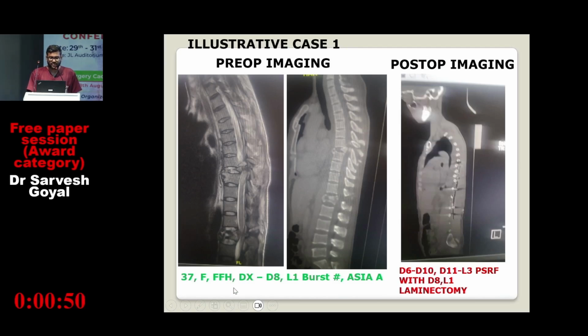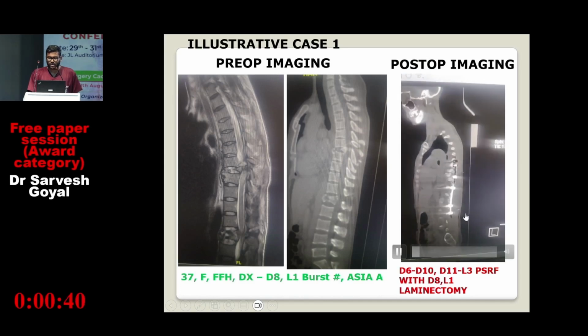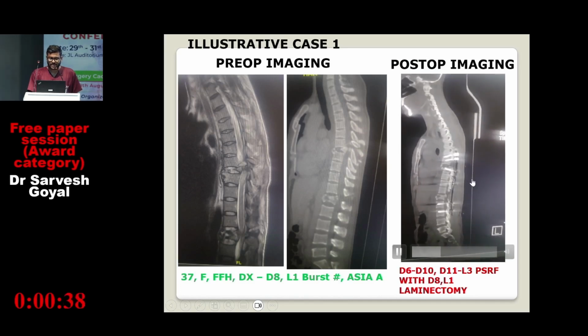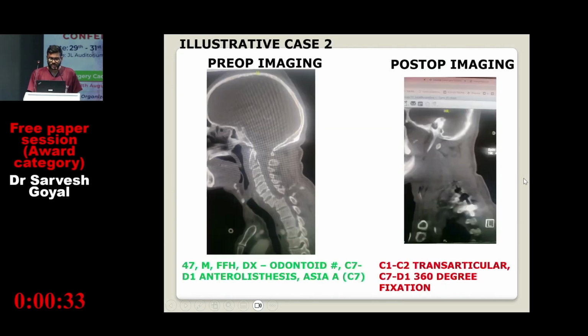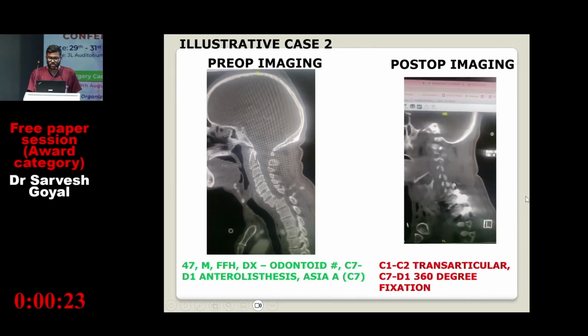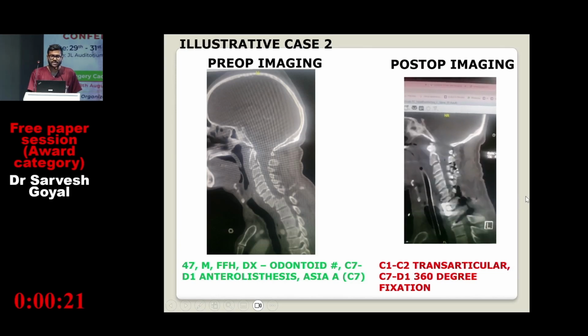This is a 37-year-old female, fall from height, diagnosis D8 and L1 burst fracture, ASIA A grading for the D8 level. It was managed by pedicle rod and screw fixation of both the segments, as can be seen in the CT video. Another patient, a 47-year-old male, fall from height, diagnosis odontoid fracture with C7 D1 anterolisthesis, ASIA A at C7, managed with C1 C2 transarticular screw and C7 D1 360-degree fixation.